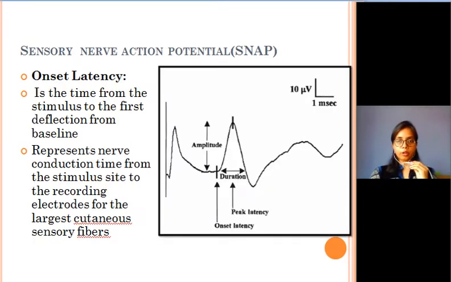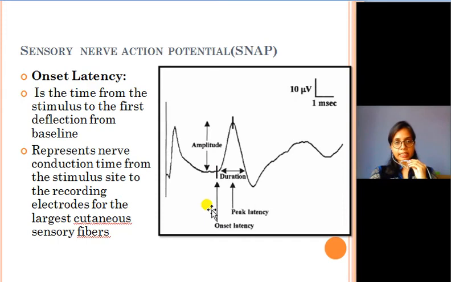Now, moving on, the first parameter is onset latency. Onset latency is the time duration from the stimulus artifact to the first deflection. As you can see, this is the stimulus artifact here, and this is the onset. It is the time duration in milliseconds from the stimulus artifact to the first deflection from the baseline.